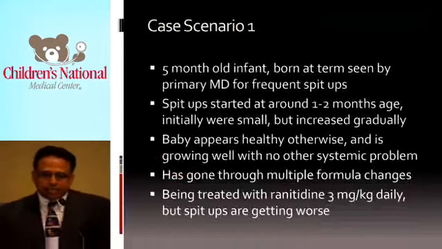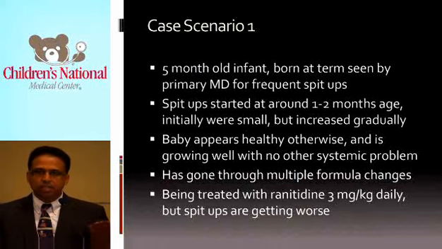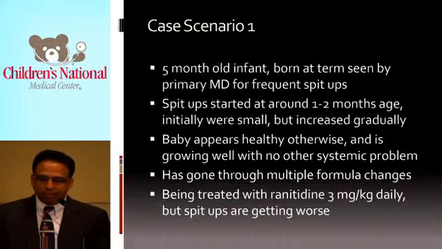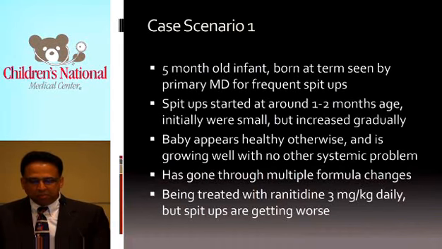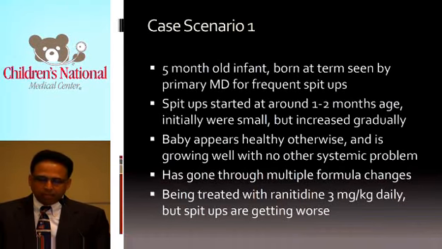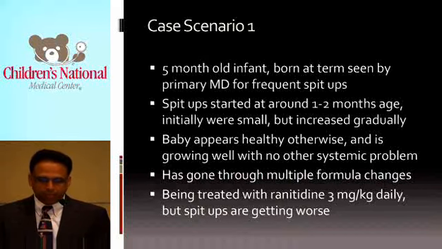So let's see a case scenario. A 5-month-old infant who was born at term, seen by one of you all the time, coming up, mom is calling you 3 times every week. Spit out started around 1 to 2 months of age. They were initially small, but they have increased gradually in volume. The baby appears happy and healthy and growing up pretty well.